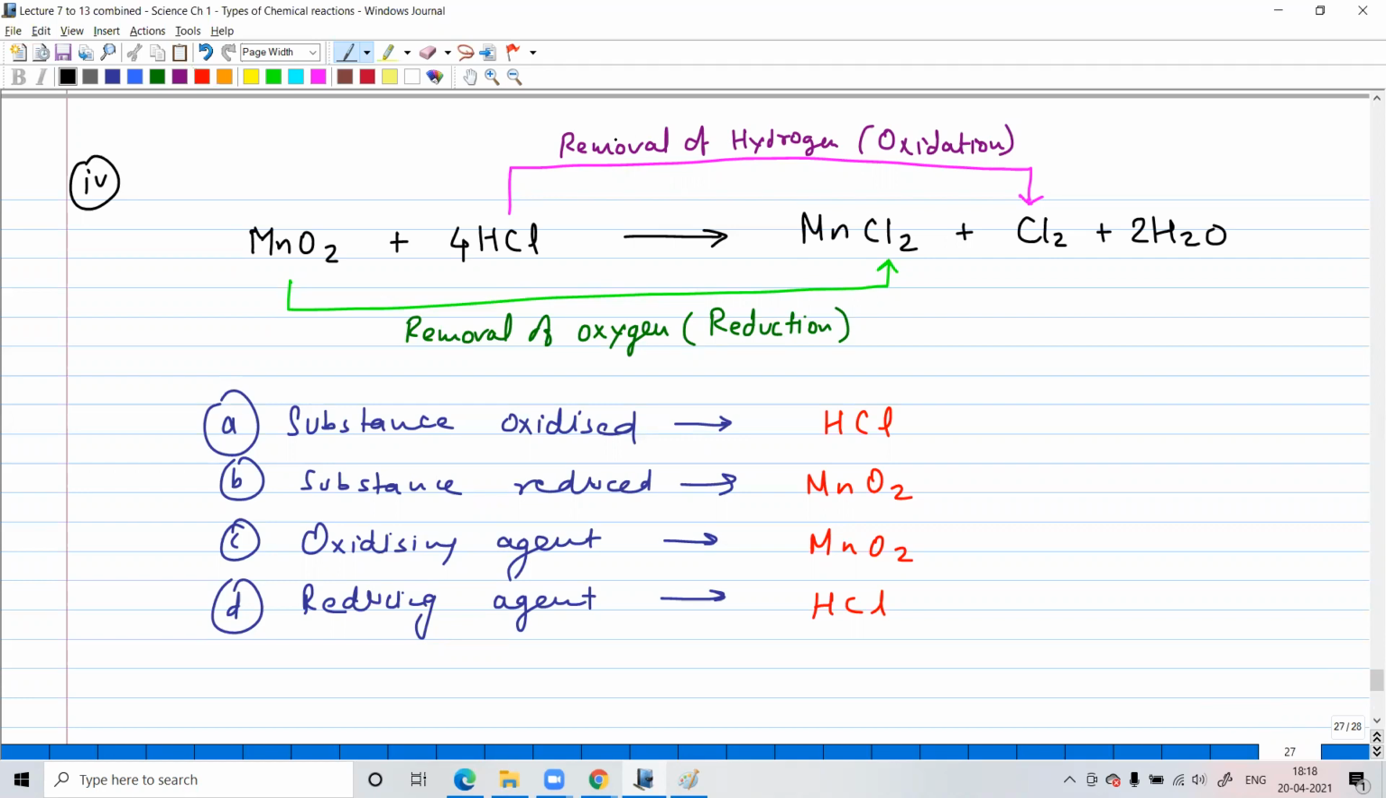Removal of hydrogen. Same way here, removal of oxygen happened from manganese oxide to manganese chloride. Oxygen was removed from here. So removal of oxygen also represents reduction.